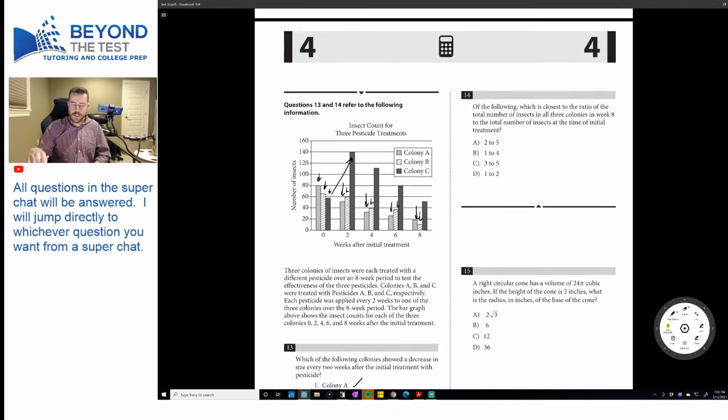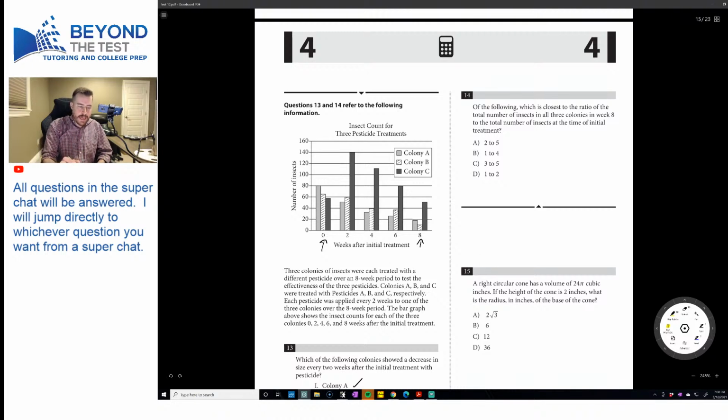So let's go up to 14. It says, of the following, which is closest to the ratio of the total number of insects in all 3 colonies in week 8 to the total number of insects at the initial time of the treatment? Okay, so let's compare. We're looking at week 8 with the initial. So here's week 8. Here's the initial. So we're talking about all 3 colonies here. So we're going to estimate what these values would be.